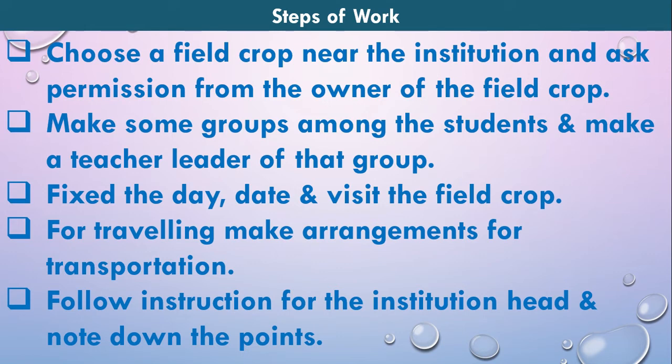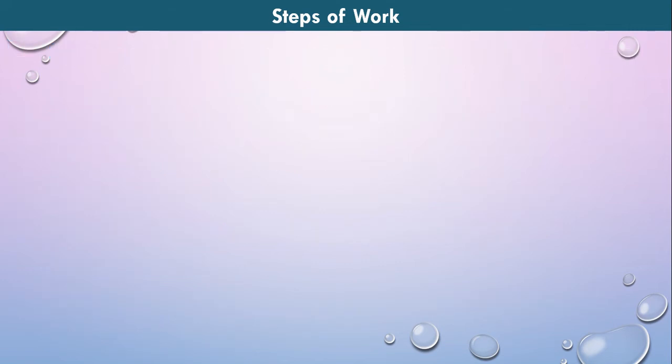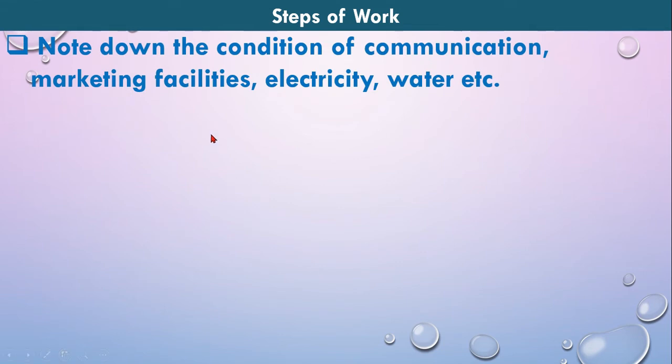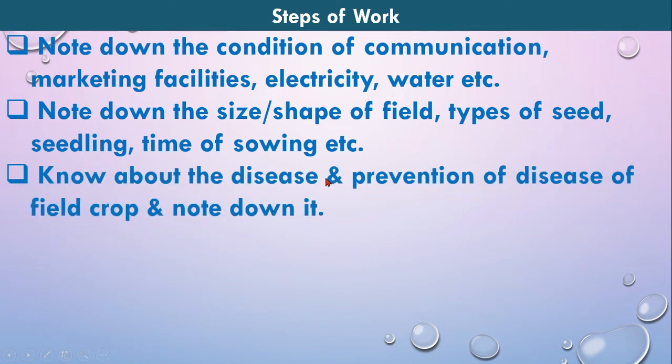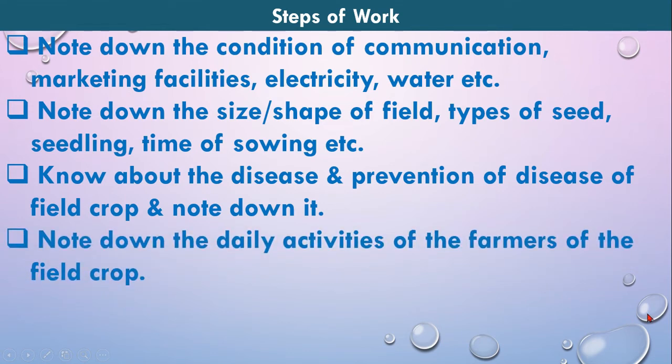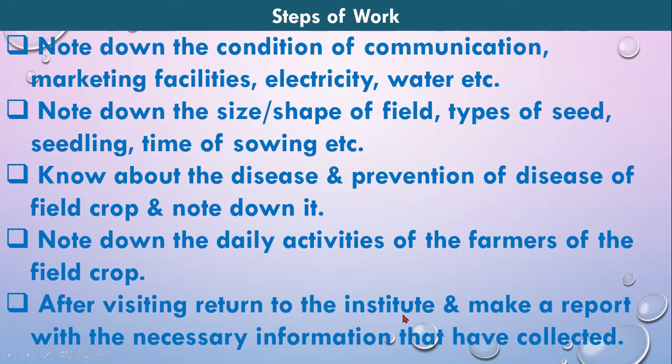Then, after arriving, you have to follow the instructions of that institution's head and note down the points. Note down the conditions of communication, marketing, facilities, electricity, water, everything you see in that place. Then note down the size and shape of the field, types of seedlings, time of sowing, etc. Then learn about the diseases of the field crop and their prevention, and note them down. And again, note down the daily activities of the farmers of the field crop. After visiting, return to the institution and make a report with the necessary information that you have collected.